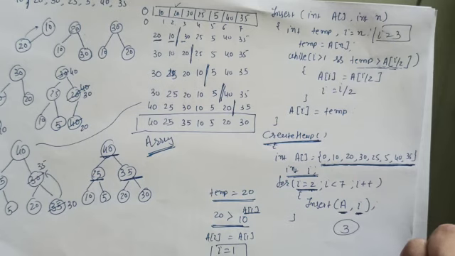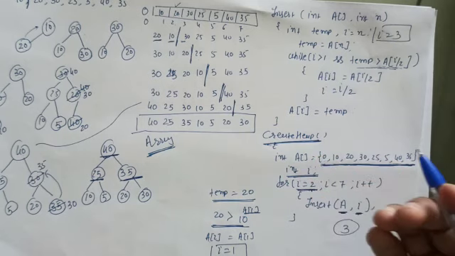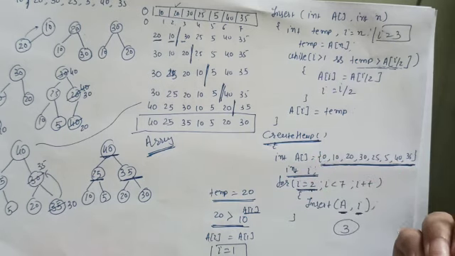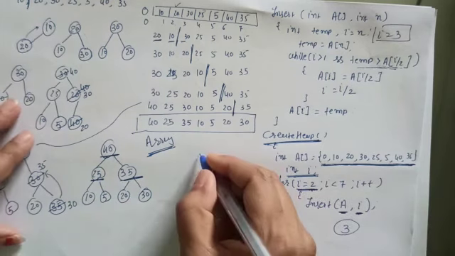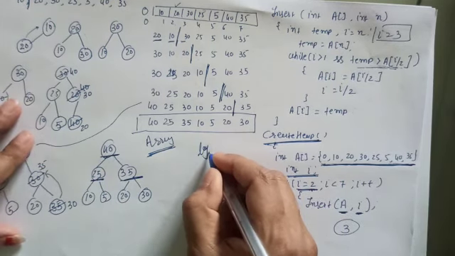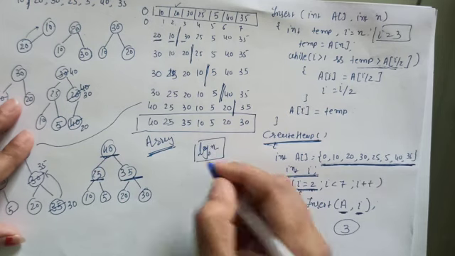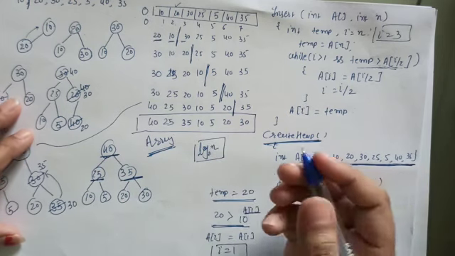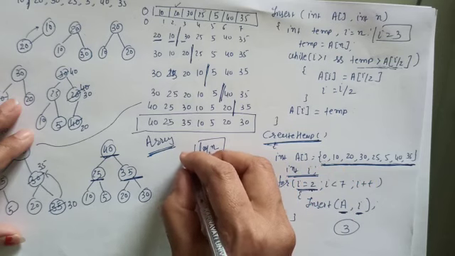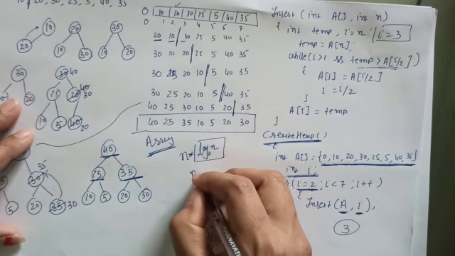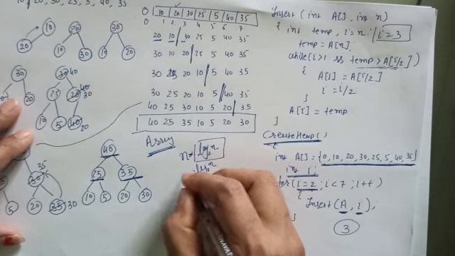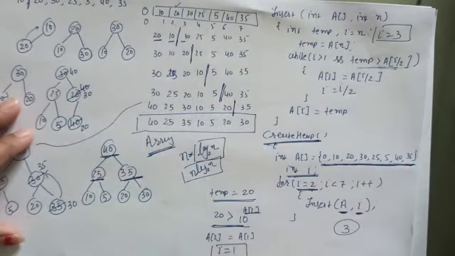So what is the complexity of this approach? To insert one node into this binary heap, it requires log base 2 n complexity. So we want to perform this for n nodes, so the complexity is n multiplied by log n. So n log n is the complexity of this creation of a heap tree.